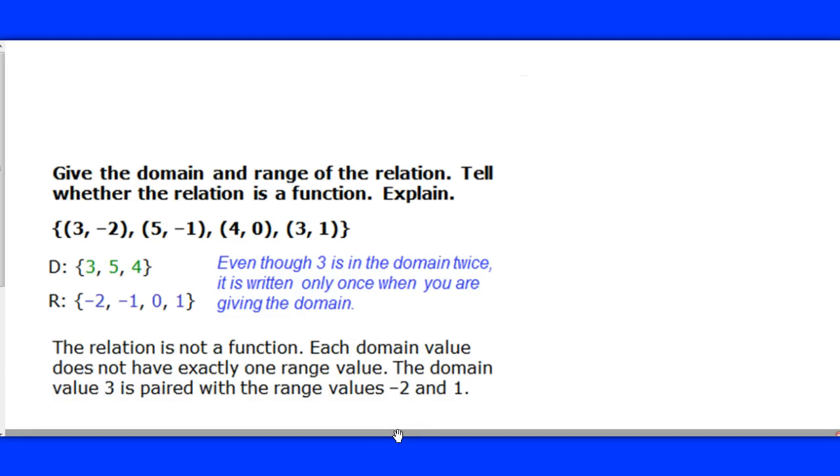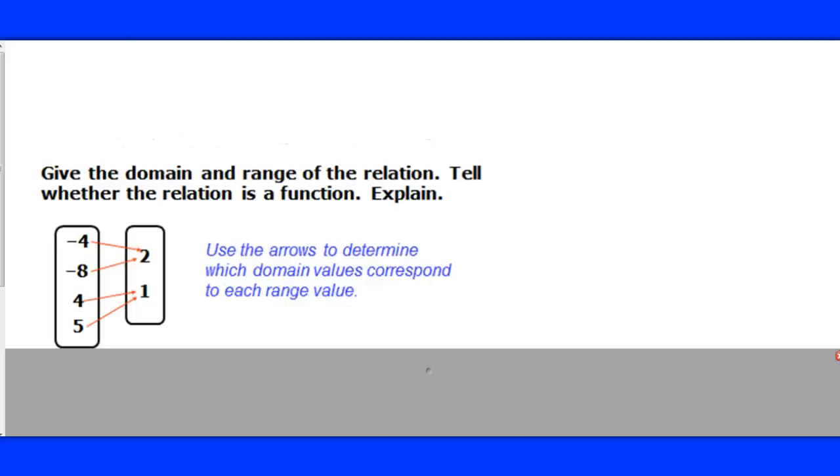And this one's not a function. Now, the reason this one is not a function is because for the value for x of 3, there were actually two different y values. So 3 gave me -2 one time, and 3 gave me 1 the other time. That means it is not a function.